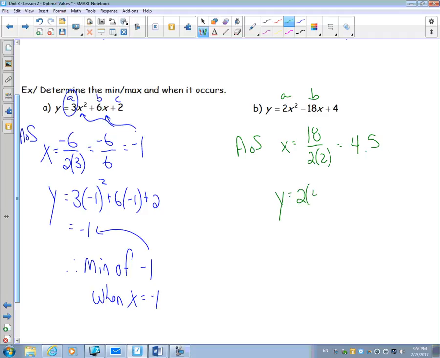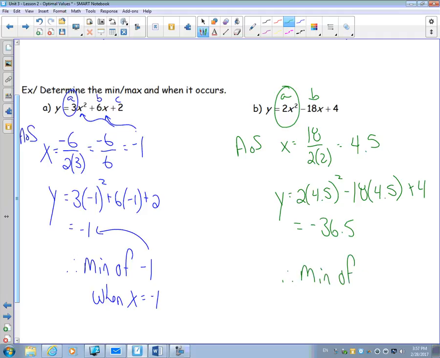Vertex, 2 times 4.5 squared, minus 18 times 4.5 plus 4. All into our calculator, we should end up with negative 36.5. Okay, max or min? Positive a. A opens up is min. So minimum of negative 36.5. And we got that when x was 4.5.